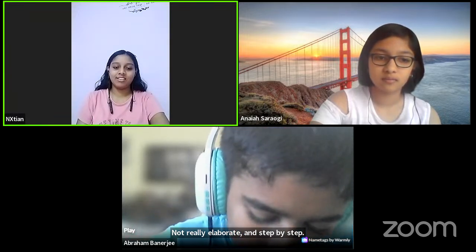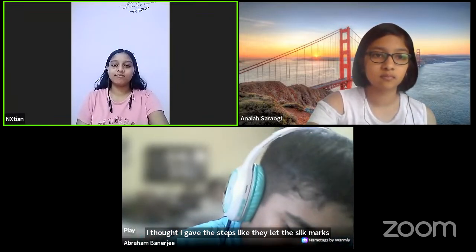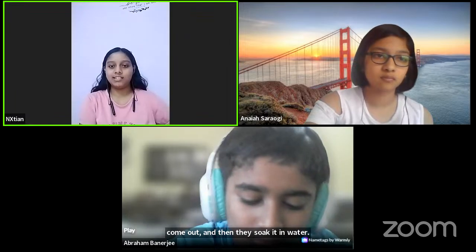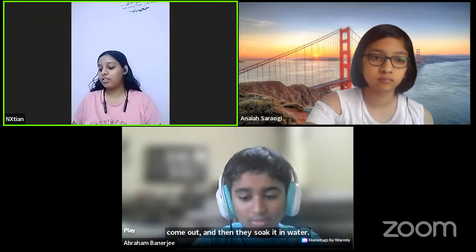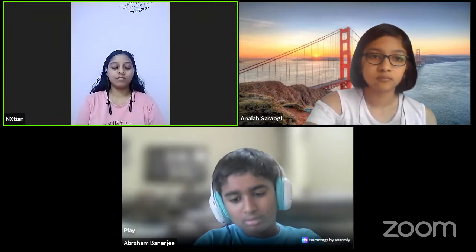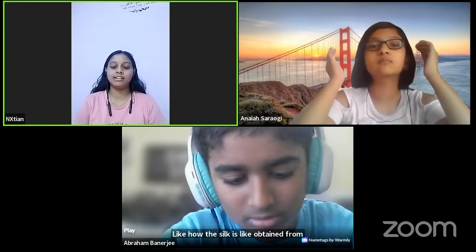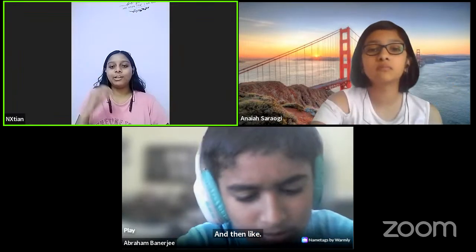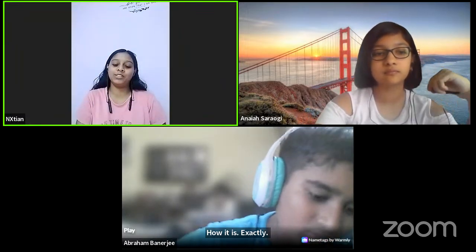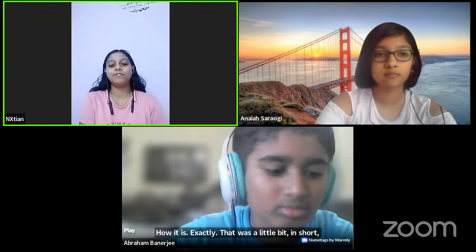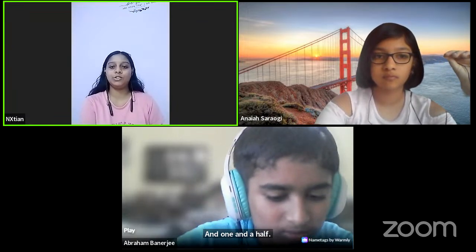I thought I gave the steps, like they let the silk moth come out and then they soak it in water. Yeah, but a little bit of it is missing, like how the silkworm turns into a cocoon, how the silk is obtained from that fiber, and how it is exactly obtained. That was a little bit short, very short at first. So that is why I deducted a little bit of marks for that. Okay, Simeon, half a mark I deducted for clarity, and 1.5 I deducted in the explanation.